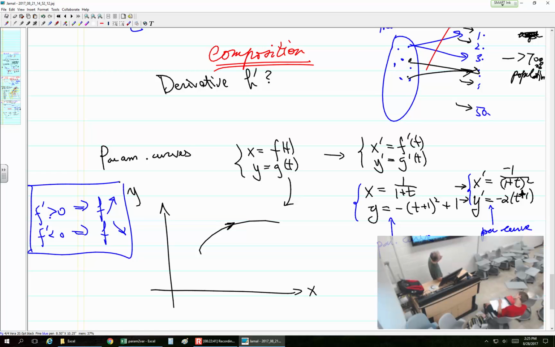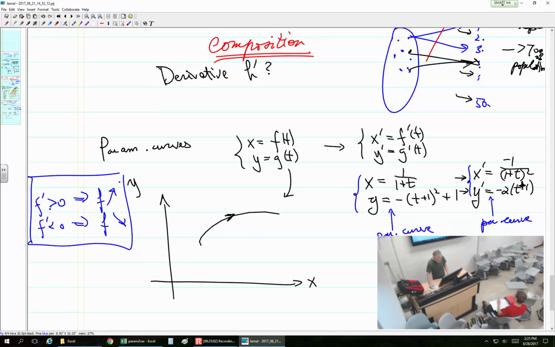X prime will tell us whether or not the exponent is increasing or decreasing. So in other words, it will tell us whether we're moving from left to right, or from right to left. Okay? And then we do the same with y, except now it will be telling us: up or down? Up or down. Right. So let me make a little table.